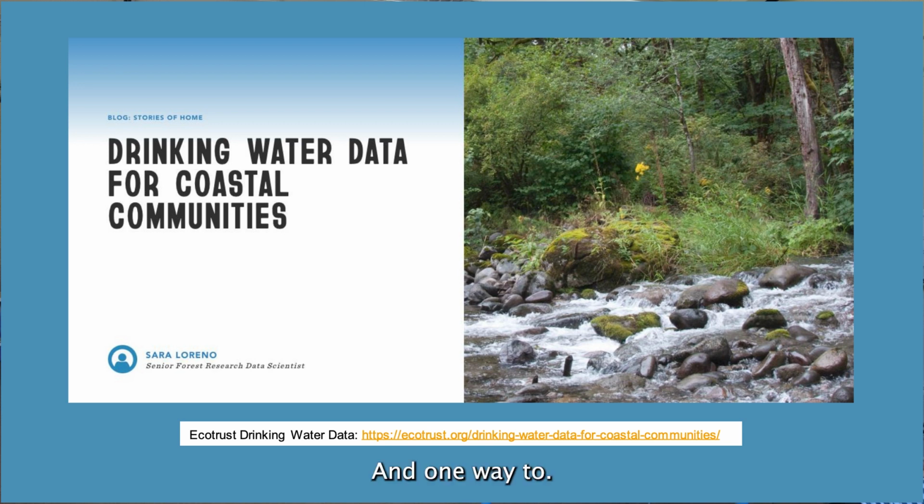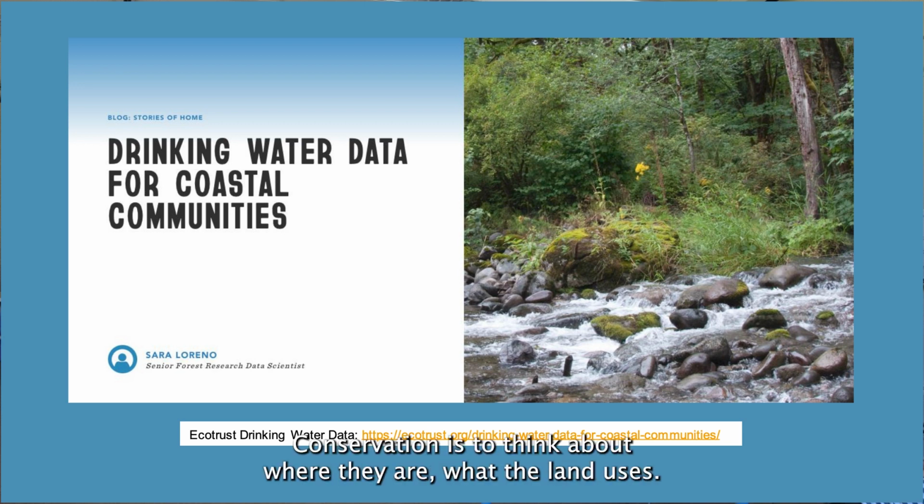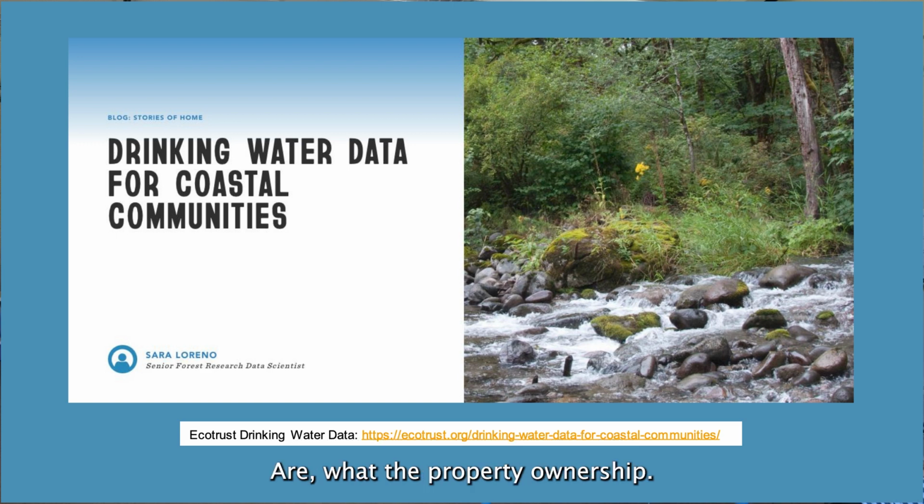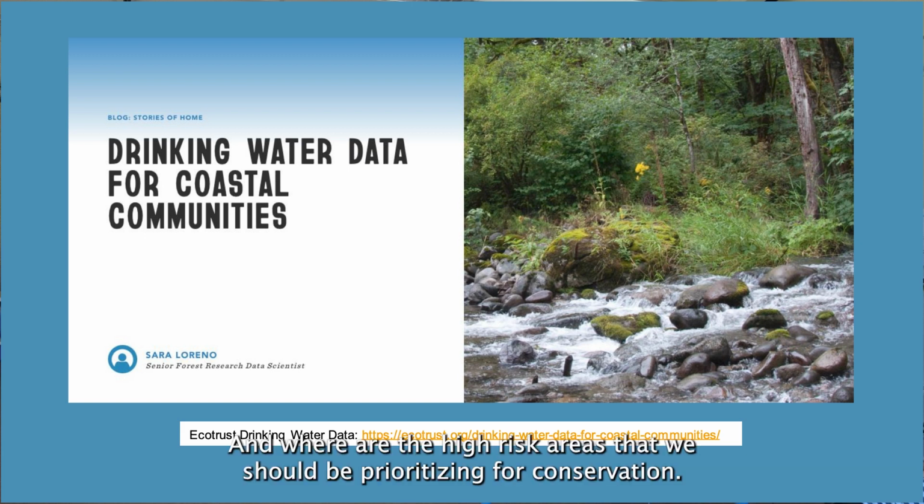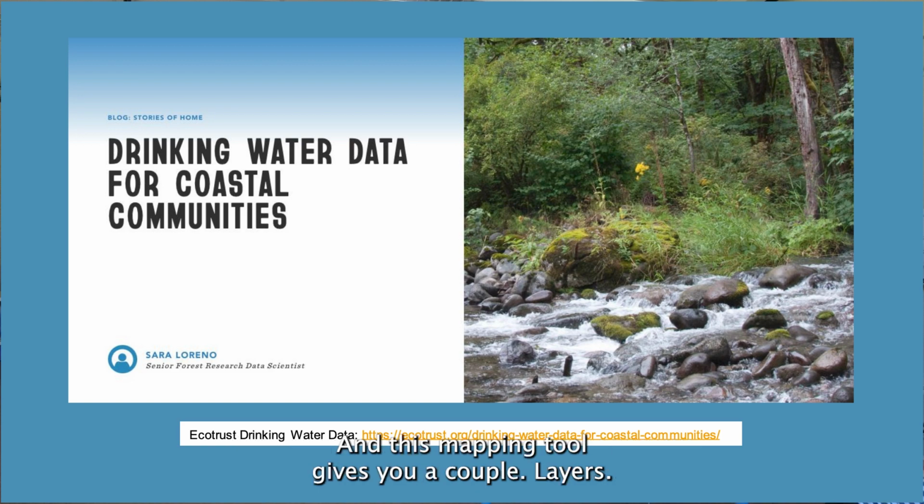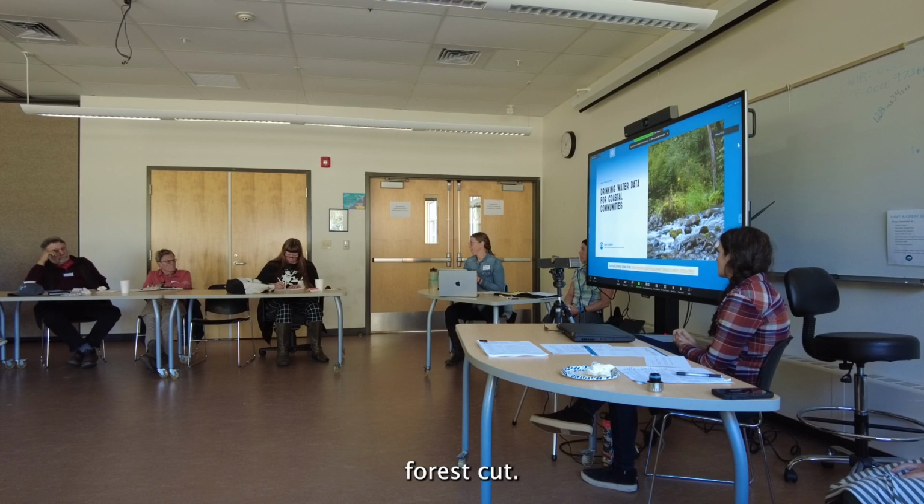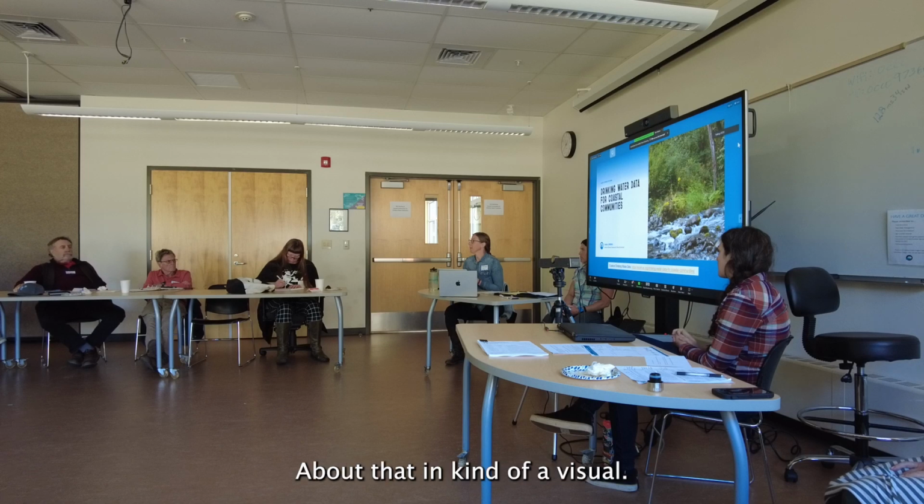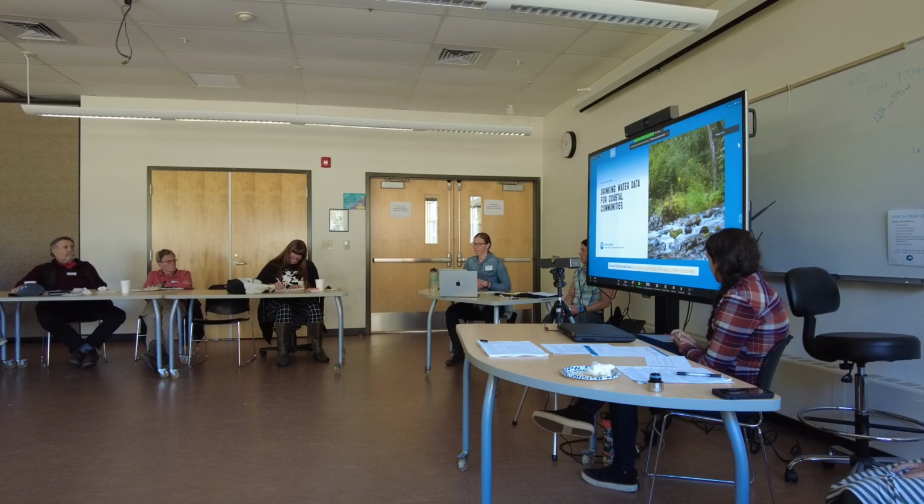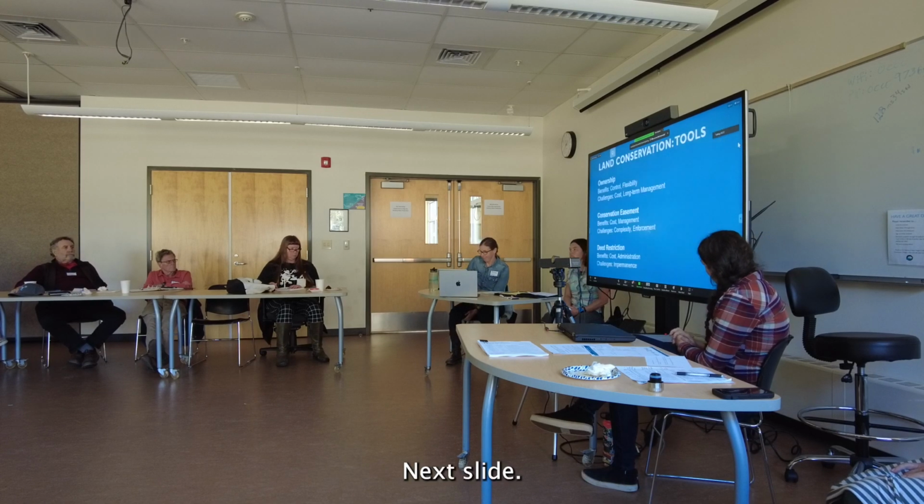And one way to help prioritize lands for conservation is to think about where they are, what the land uses are, what the property ownership is, and what the natural characteristics of those lands are, and where are the high-risk areas that we should be prioritizing for conservation. And this mapping tool gives you a couple layers, slope susceptibility, land ownership type, forest cut, that can all help you start thinking about that in kind of a visual way. Next slide.